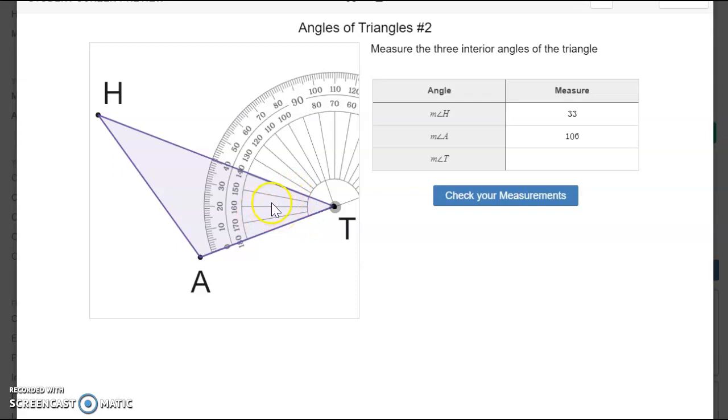That means it has to be a smaller number than 90 degrees. So 140 is too big. The other one is 40, and that's the right one. And so I say 40 here. Okay, and check my measurement, and that's awesome.